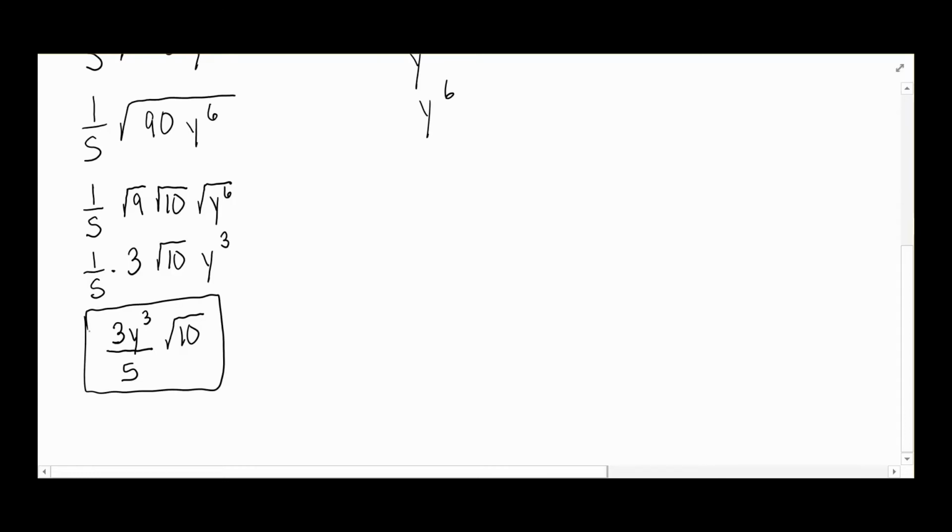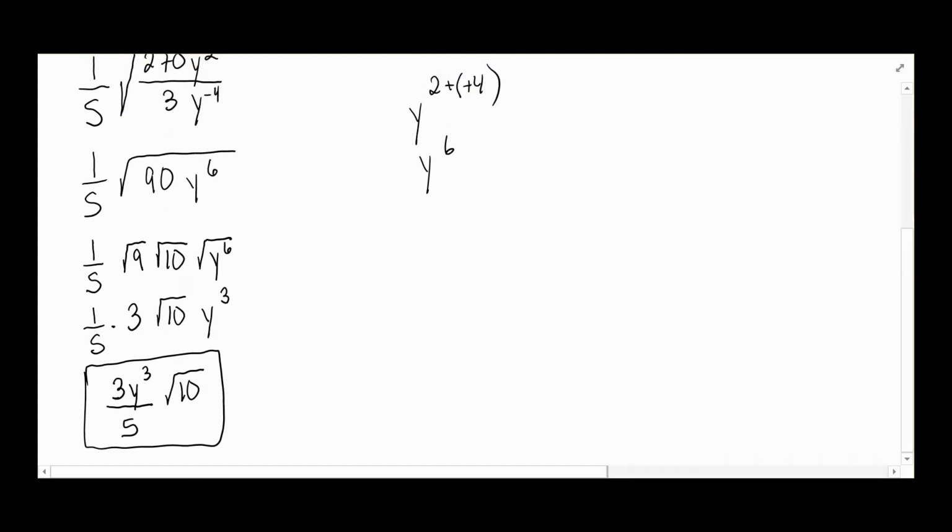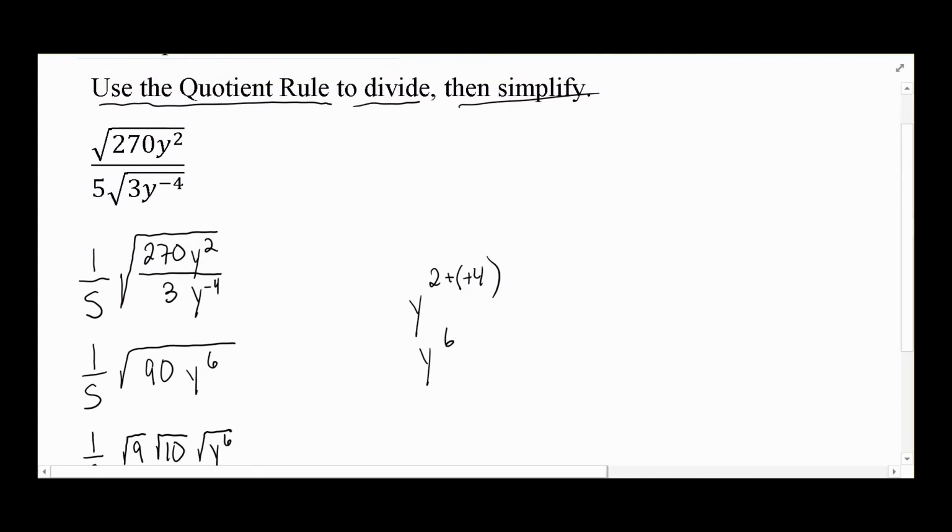And that's it. So we can see that each step of the way was not that hard as long as we understood what each of those 5 steps were. So again, going back to the top where we had the directions written out, use the quotient rule. That was this step here, where all we did at that first step was write a single radical instead of a radical on the top and the bottom.